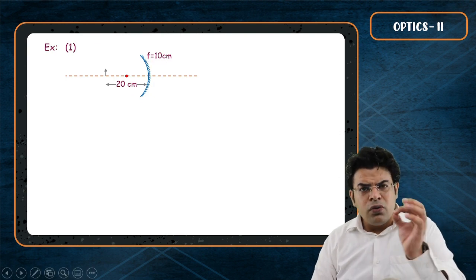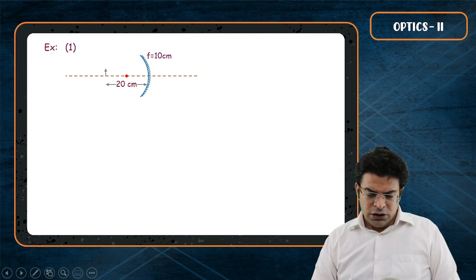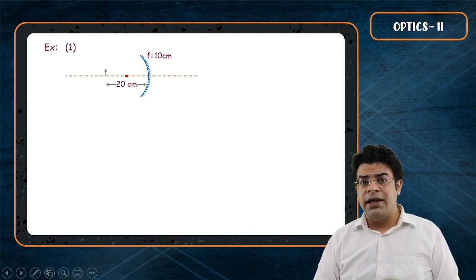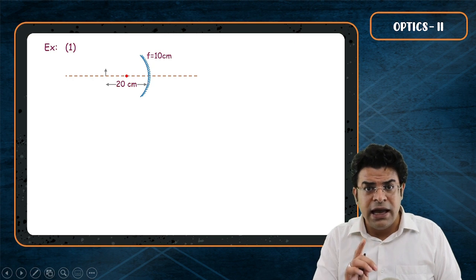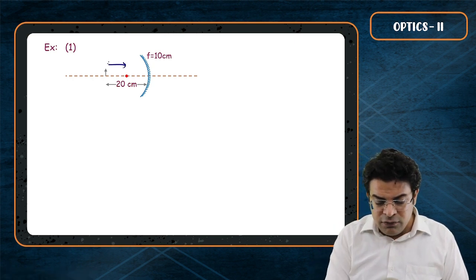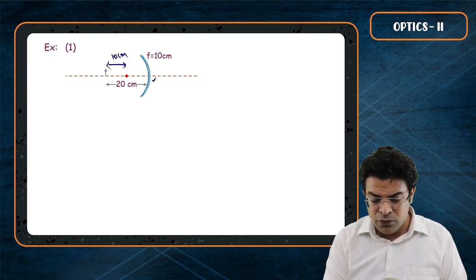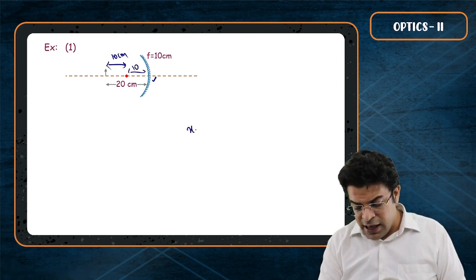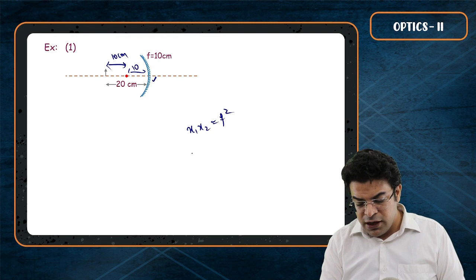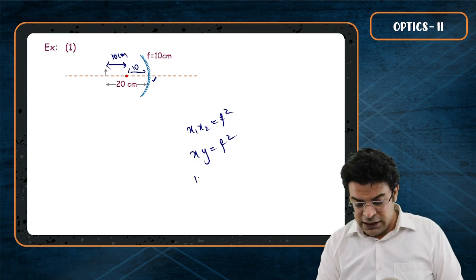Without raising pen, can you tell me where the image will be formed? Using Newton's formula, you need to take the distance of the object and image from the focus. The distance of this object from the focus is 10 centimeter, because from the pole it is 20 and the focal length is 10. So in x1 x2 equals f square, or xy equals f square, the distance of the object from the focus is 10.